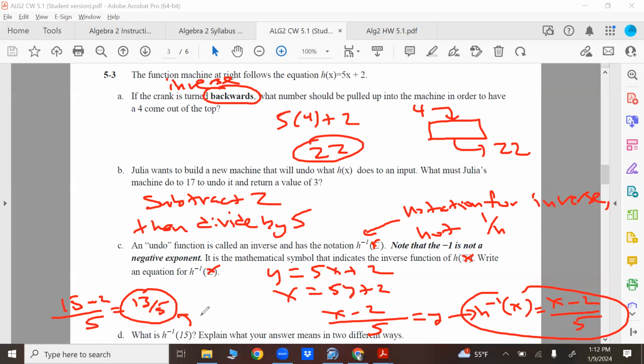So now the next one is Julia wants to build a new machine that will undo h of x. It will undo what h of x does to the input. So if you think about it right now, what is the original doing? Multiply by 5, then adding 2. So do the opposite. Do the opposite of 17. So B and C are basically the exact same thing. Yes, exactly. You don't have to do a mixed number or decimal, that's fine. Proper fractions are okay. Yep, you got it.